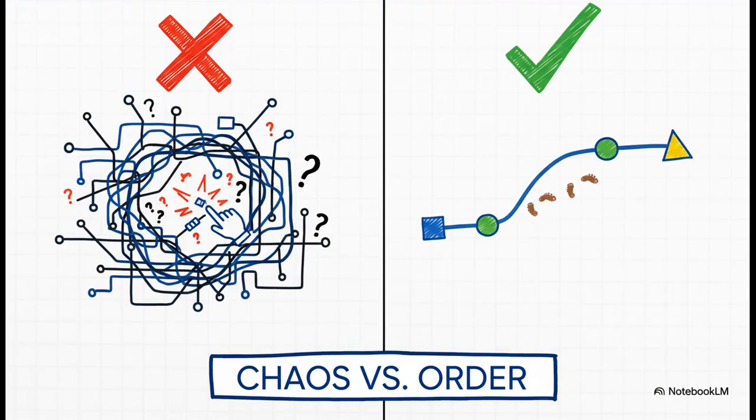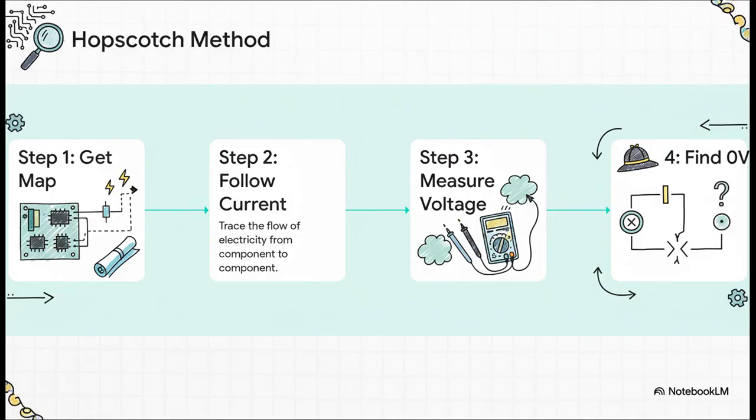When something's broken, it is so tempting to just start poking around randomly. But you can't do that. A good detective is methodical. You have to have a system. If you don't, you'll miss clues, or even worse, you'll end up replacing a part that was perfectly fine to begin with. And a fantastic system to use is called the Hopscotch Method.